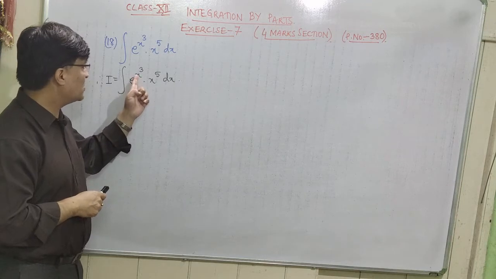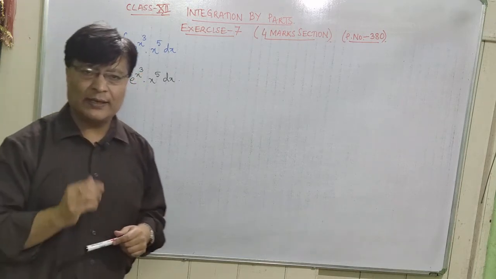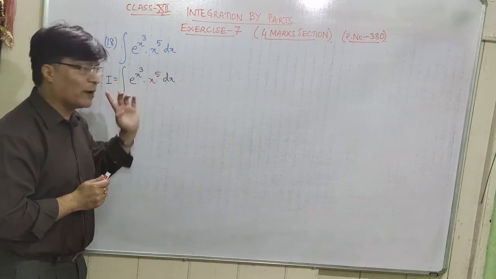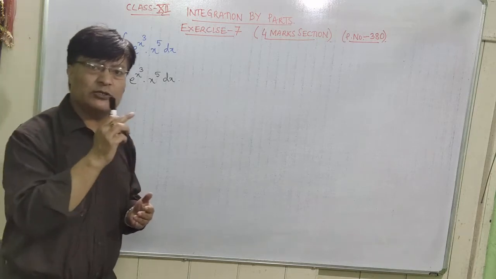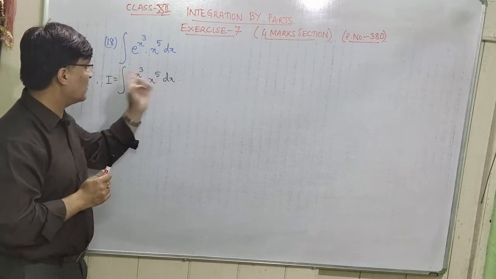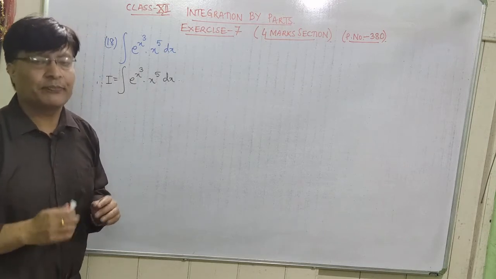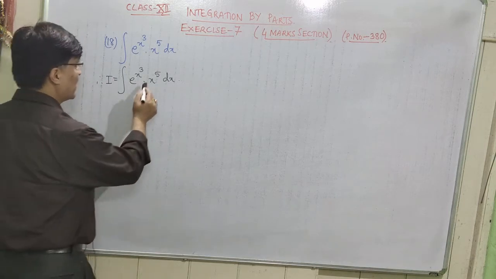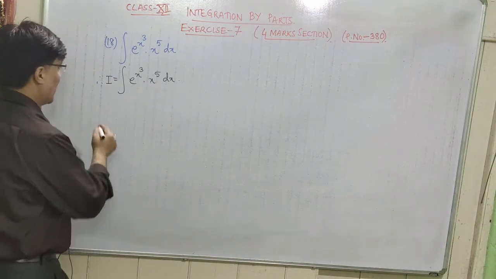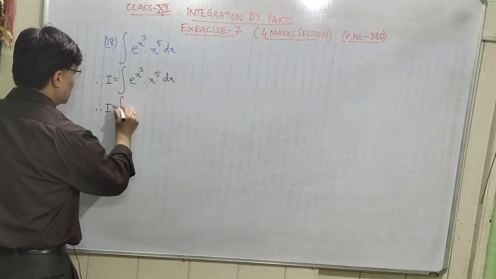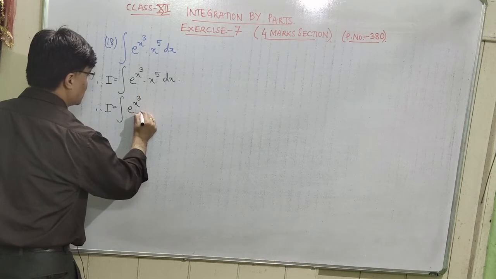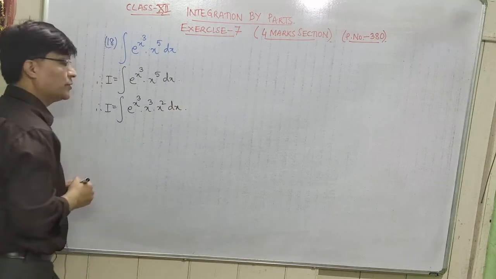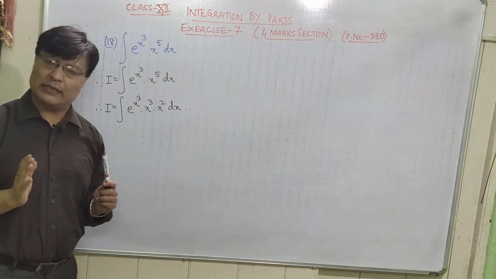What is the differentiation of x cube? It is 3x square. So you can break the term x to the power 5. It can be written as x cube into x square, because the differentiation of x cube is 3x square. 3 is a constant, you can manipulate it, but we are getting x square, isn't it? So let us write x to the power 5 as x cube into x square. Therefore, I is equal to integration of e to the power x cube into x square dx. Is that clear to all of you?